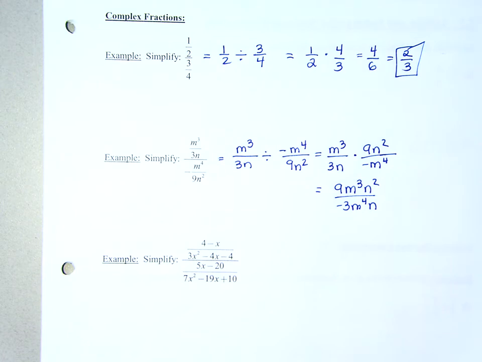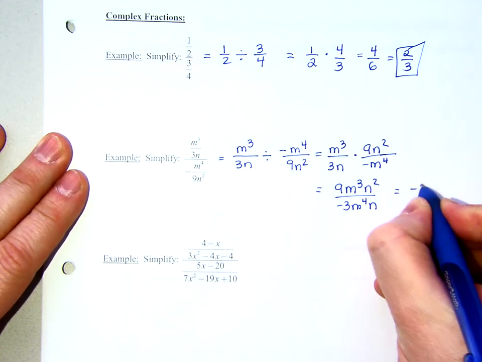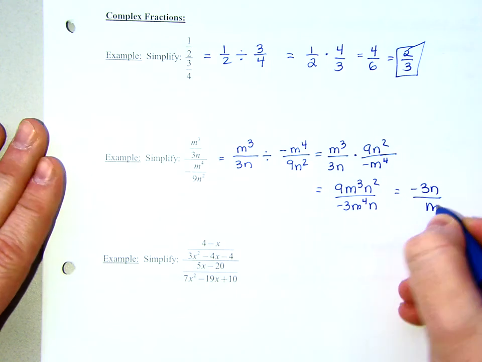Molly, what do you have? Negative 3m over. That's it.